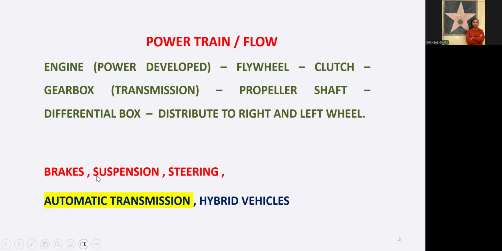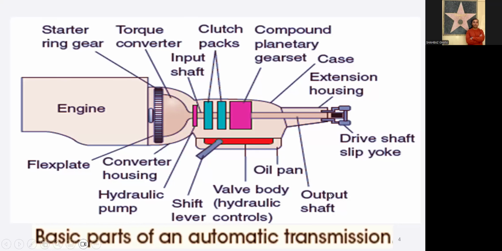So the extra topics which we have studied are the brake, suspension, and steering, and we are now studying the second last chapter of this course, that is automatic transmission. Then we will study the hybrid vehicles. So this was the basic slide for this chapter.